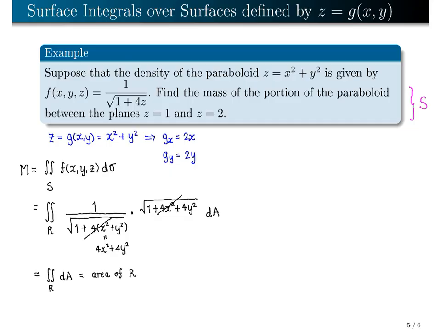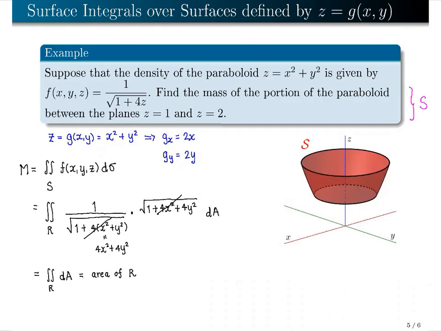Therefore, all that remains is for us to identify region R, and for that, we sketch surface S. The surface S is shown in red on the right. Remember that S is the part of the paraboloid z equals x squared plus y squared between the planes z equals 1 and z equals 2. To find region R on the xy plane, all we need to do is to project the points of surface S onto the xy plane.